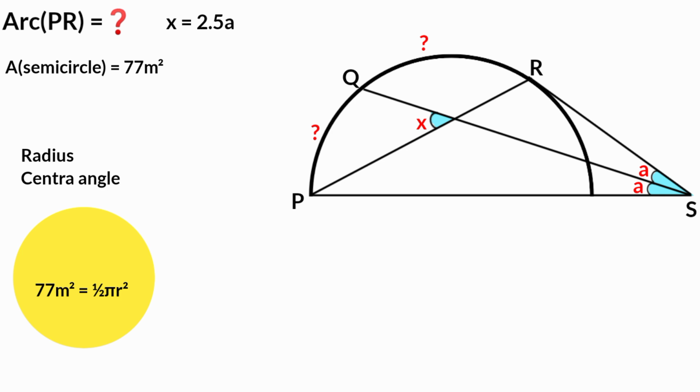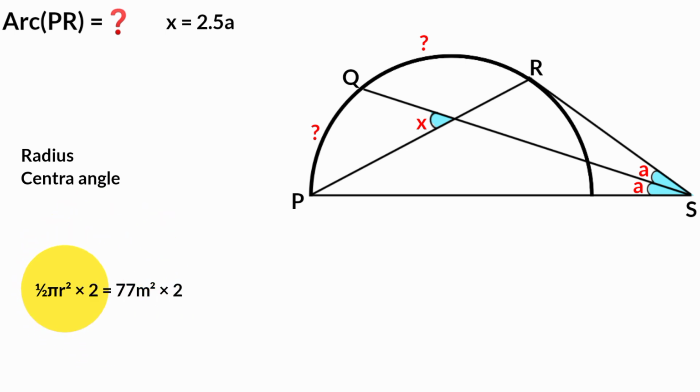Let's do transposition now. 1 over 2 pi r squared equal to 77 meters squared. We multiply both sides by 2. Here 1 over 2 cancels 2. So pi r squared equal to 77 meters squared times 2. Pi is a constant which is 22 over 7. So 22 over 7 times r squared equal to 77 meters squared times 2. 22 is the same as 11 times 2. This 2 cancels this 2. So 11 over 7 times r squared equal to 77 meters squared.